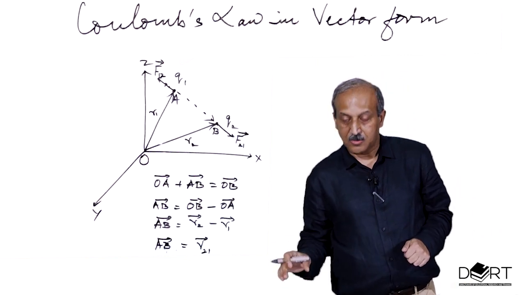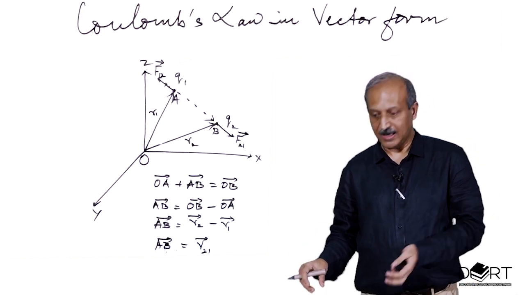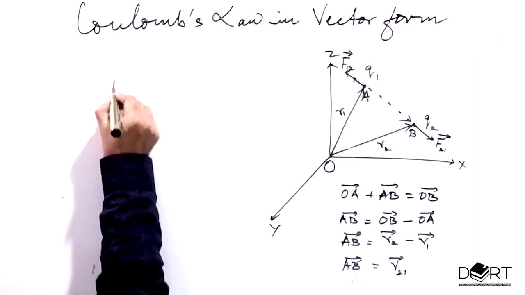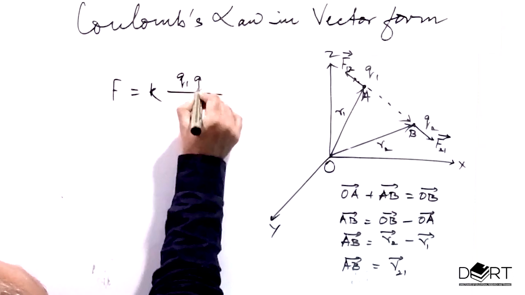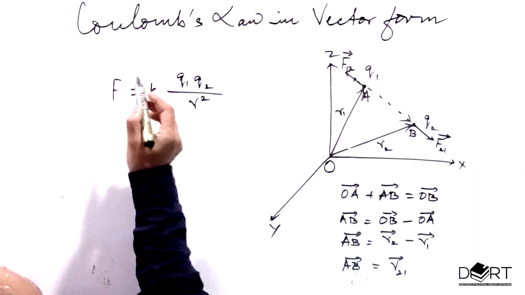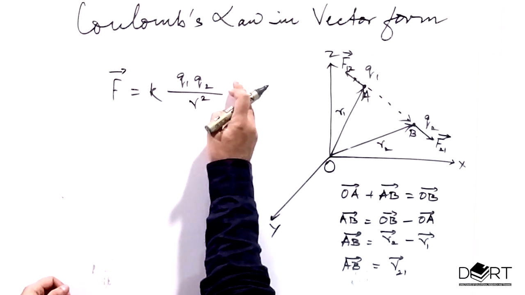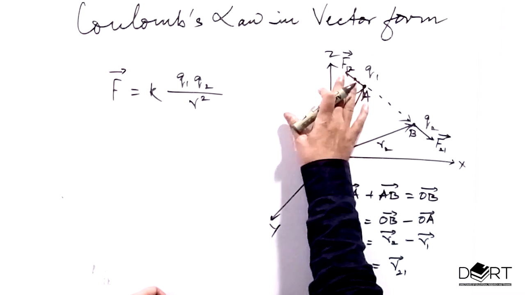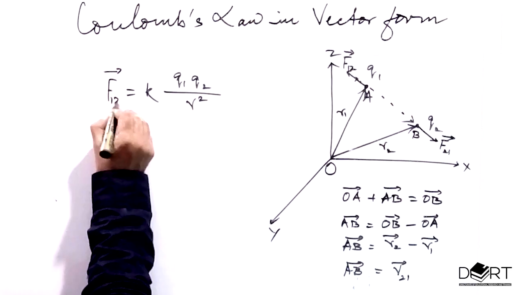So, I can now go back and use Coulomb's law that we have already learned, the scalar form of it, and apply this knowledge that we found out into that. So, we know from Coulomb's law that F is k times Q1 Q2 by R square. If I make this a vector, then the right hand side also needs to be a vector. Now, which vector am I talking about? Am I talking about F12 or F21? Let us say we start off with F12. So, I put this subscript here, F12.